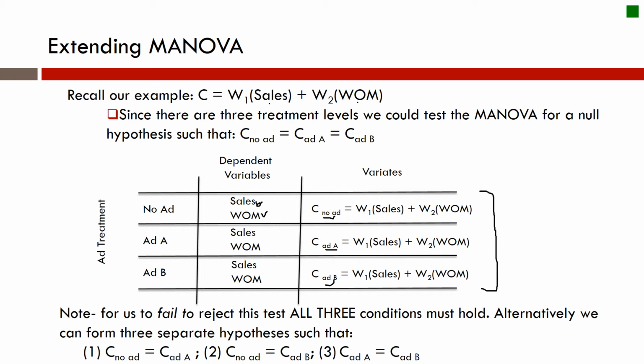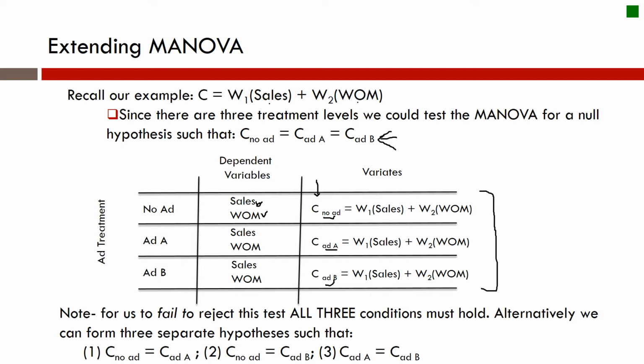Dependent variables in this case, in terms of the way we describe this, are sales and word of mouth. And then this C is like a composite variable. It's a linear combination in this case of the variate of the W1 and W2, and that's where we go. Now, jumping back up here, traditionally when we do this, what we're saying is that the null hypothesis, if we're going to do some testing here, is that each of the C's would be equal to each other. So each of the linear combinations in this case would be equal to each other.